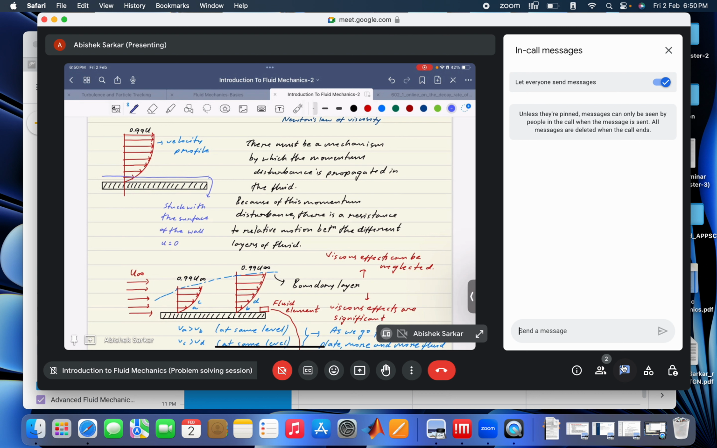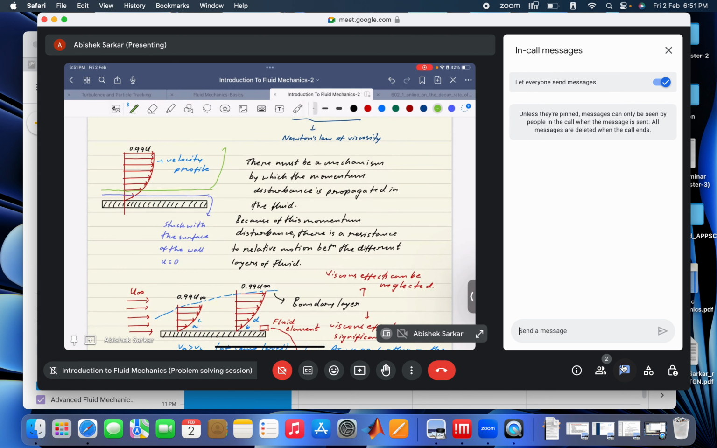I'm sorry for the delay. What I was saying is that this layer is stuck with the surface of the wall, so u is 0. But the next layer just above it is not stuck with the wall.